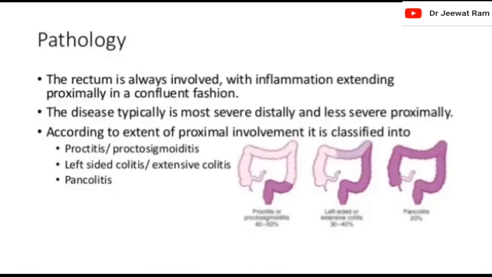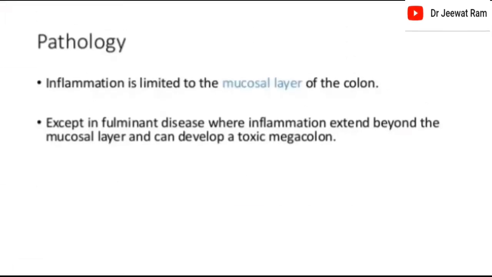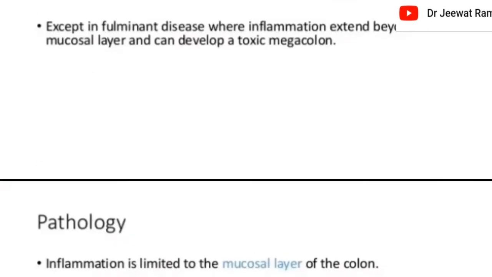The rectum is always involved, with inflammation extending proximally in a confluent fashion. The disease typically is most severe distally and less severe proximally. According to the extent of proximal involvement, it is classified into proctitis, proctosigmoiditis, left-sided colitis, extensive colitis, and pancolitis. Inflammation is limited to the mucosal layer of the colon, except in fulminant disease where inflammation extends beyond the mucosal layer and can develop into toxic megacolon.